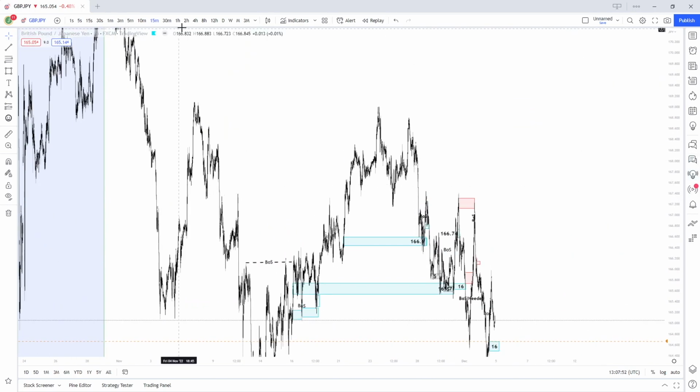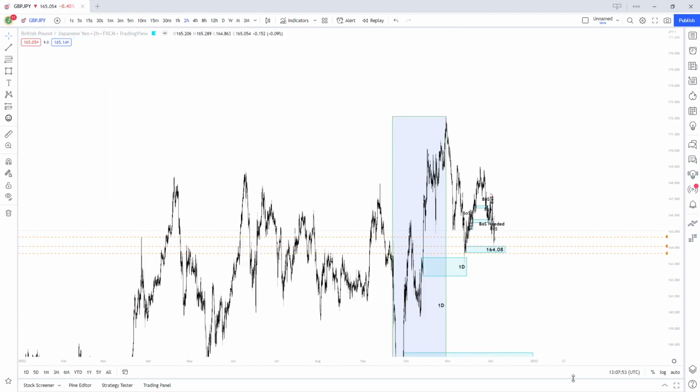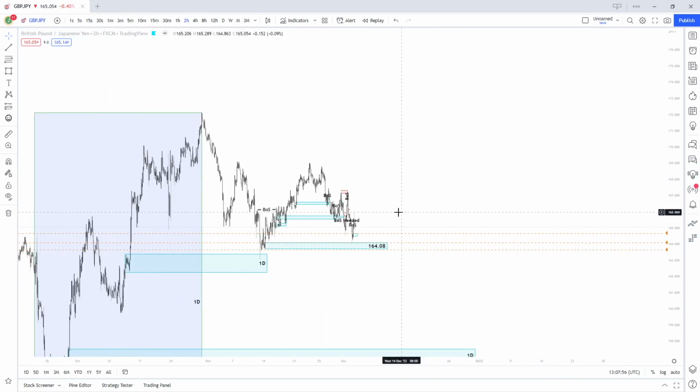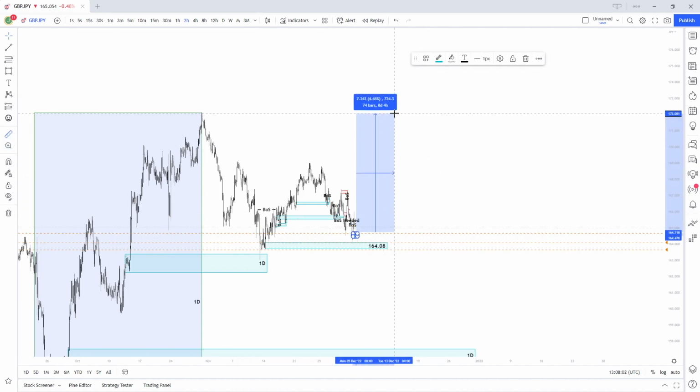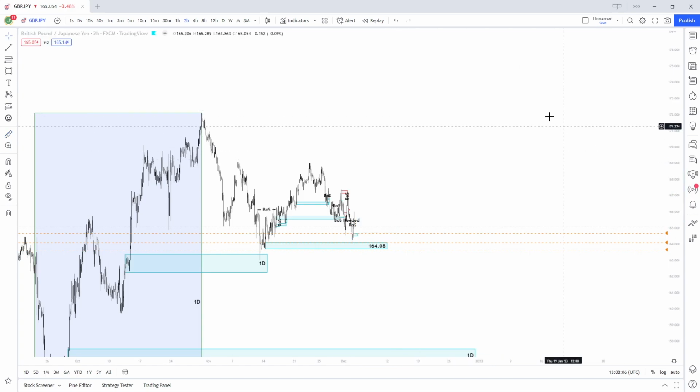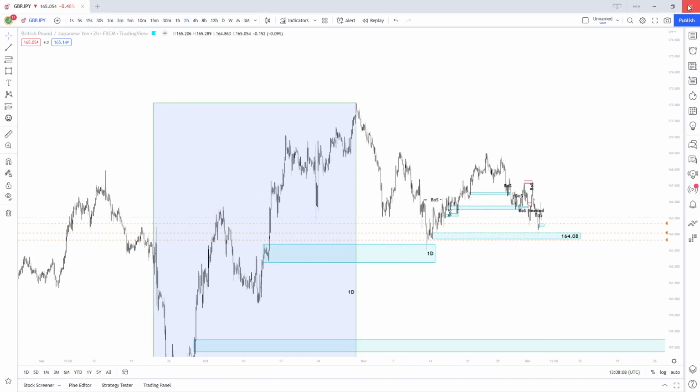So just a reminder that if we do manage to get involved in any longs, very likely looking to hold that all the way up to this region. So we're talking about, from that zone, 750 pips, give or take. So some very large upside potential.